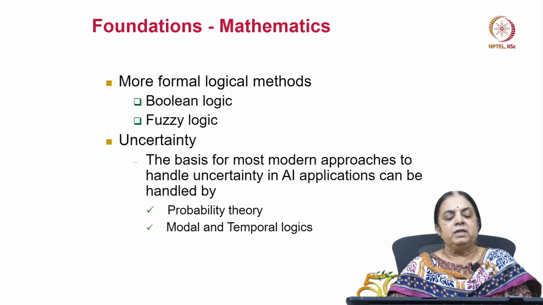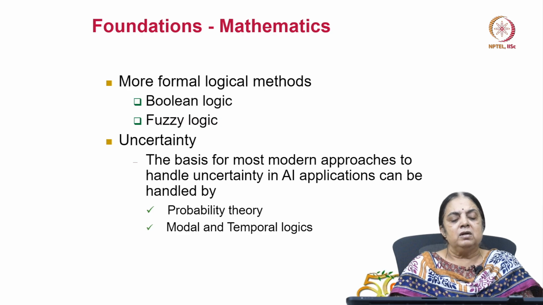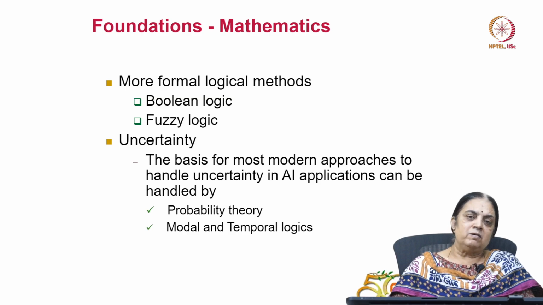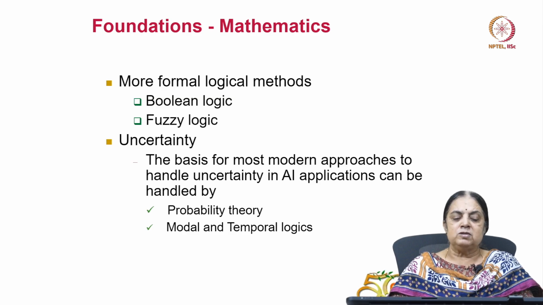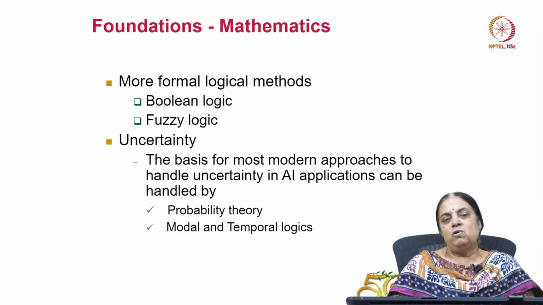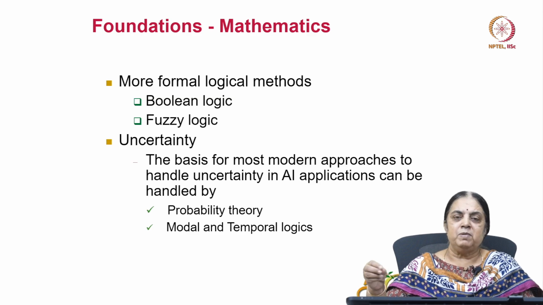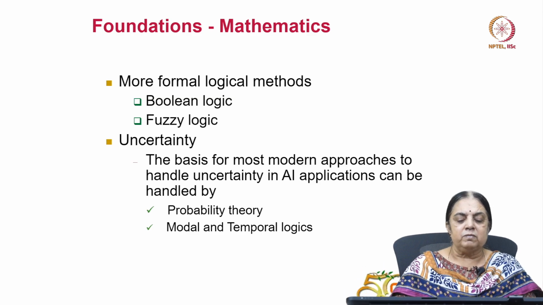So in mathematics, logical methods are used. When you use logical methods, obviously you have Boolean logic where you have everything represented by zeros and ones, and then you have fuzzy logic, where it can be a member of a set with a membership value basically.